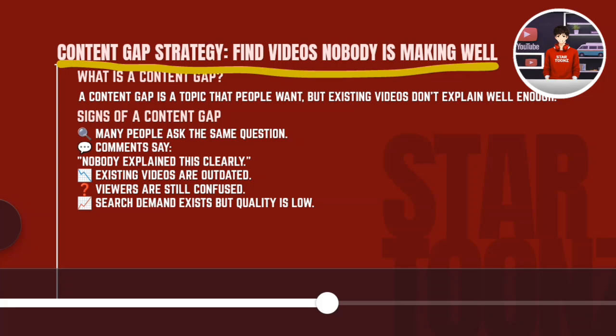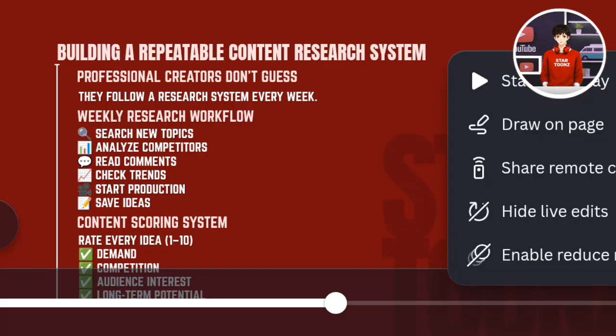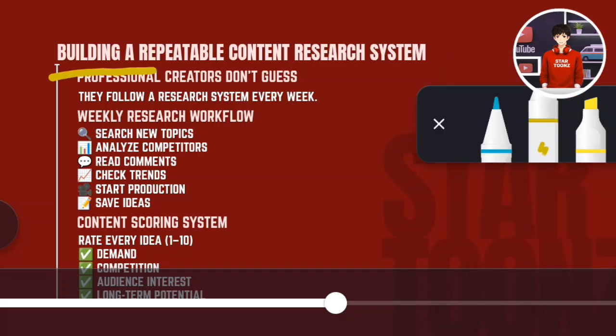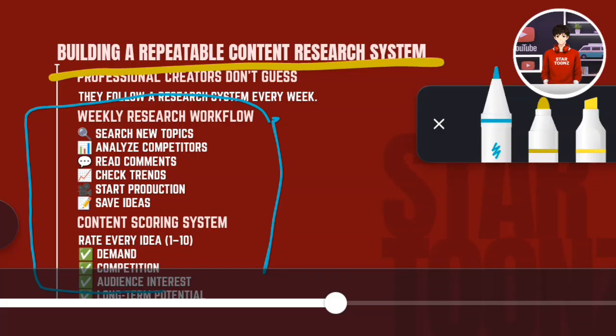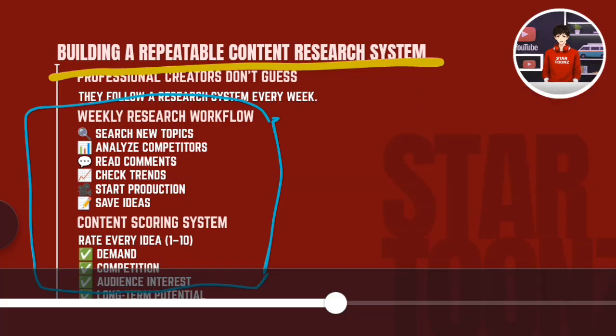Don't ask, "What videos already exist?" Ask, "What is still missing?" That single question can completely change your channel. We've now learned many different ways to find video ideas. But here's something even more important. Professional creators don't randomly use these methods whenever they feel like it. They build a repeatable system. A system removes guesswork. It creates consistency.